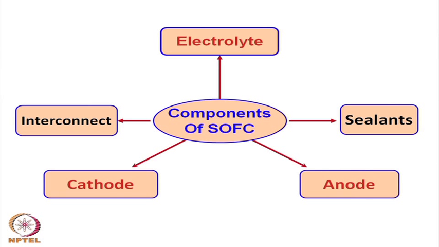And as I mentioned a few minutes back, the basic purpose of sealant is to separate the two compartments and make the whole system gas tight, so that the fuel and the oxidant do not come in contact with each other except through the electrolyte. Since the whole system operates at a fairly high temperature, we need high temperature sealants and stable sealants. So, it is again a challenging task for any ceramic engineer or materials engineer.